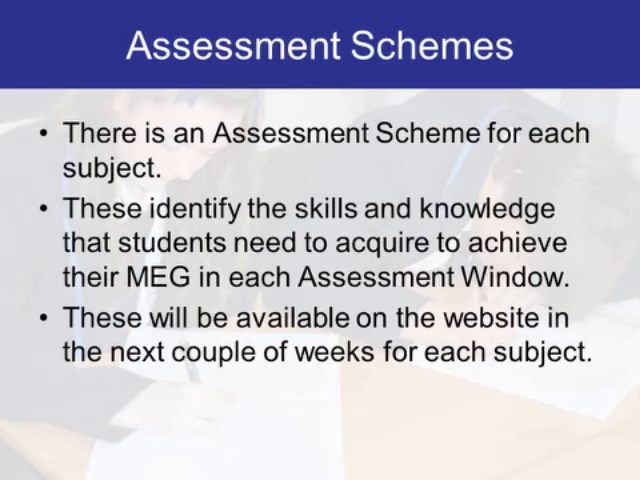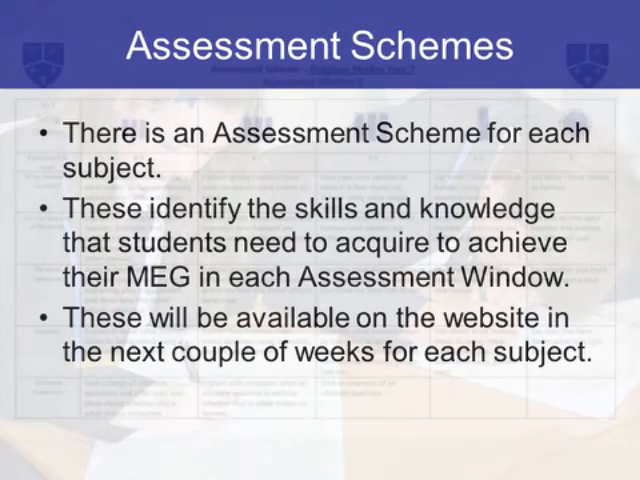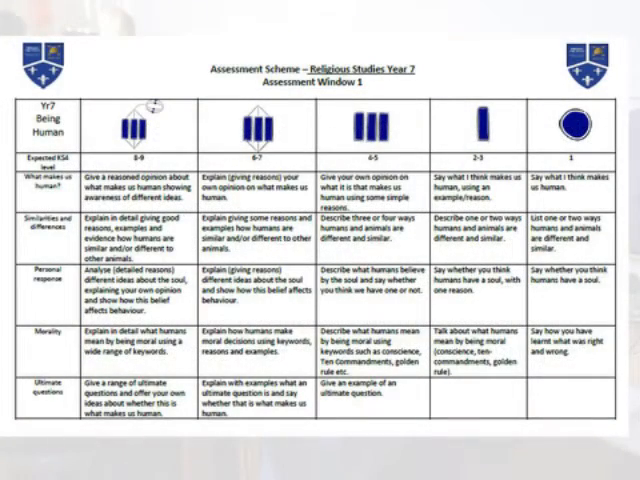The minimum expected grades are supported by assessment schemes, and these give students, yourselves and teachers a clear indication at each window of what sort of skills, knowledge and understanding they need to achieve their minimum expected grade. And these will be available on our website in the next few weeks. There's an example of one I've put on for you, which is for religious studies in assessment window 1. And from this slide you can see what sort of levels we'll be working at and what would be expected from the students to get those levels.